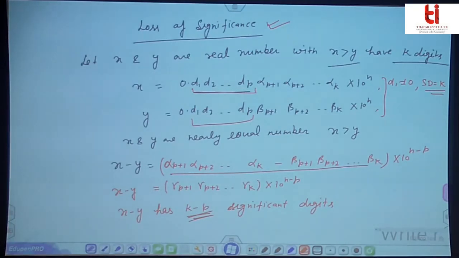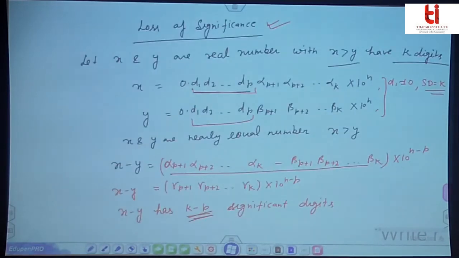Okay. Whenever we are doing calculation with finite digit arithmetic, sometimes due to loss of significance we get error in our calculation. How do we get this kind of error? Let us explain it with the help of one example. So one more thing I should write here.